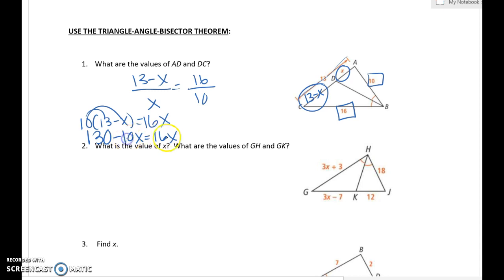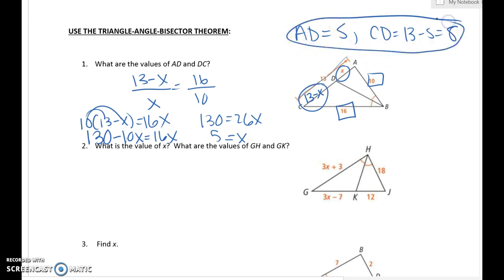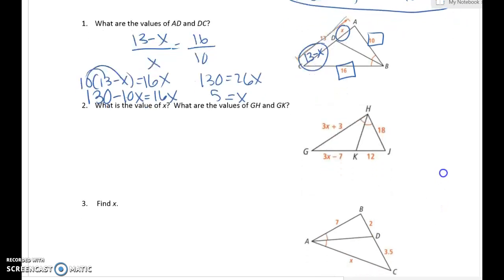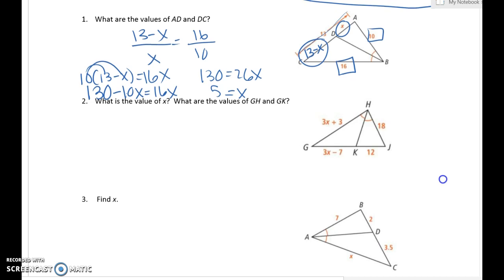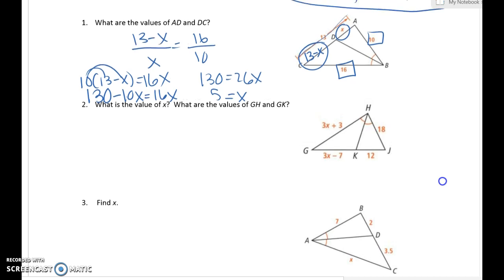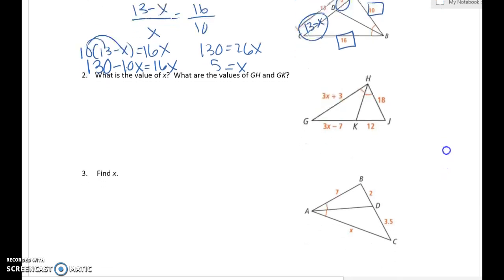If we add 10x to both sides, we'll get 130 equals 26x. So x is equal to 5. So if x is 5, we know AD will be 5. CD will be 13 minus 5, which is 8. Okay. Please pause and do these next two on your own, and then we'll come right back. I'll be here the whole time, but you'll come back.